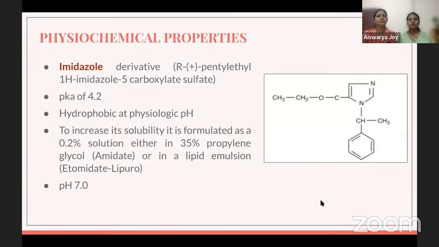Physiochemical properties: it is an imidazole derivative with a pKa of 4.2, hydrophobic at physiological pH. To increase its solubility, it is formulated as a 0.2% solution, either in 35% propylene glycol or in a lipid emulsion. pH of 7.